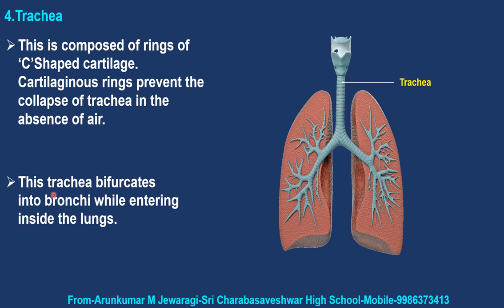This trachea bifurcates into bronchi while entering inside the lungs. So when it is entering inside the lungs, it is going to bifurcate into what? Bronchi. How many bronchus are there? Two bronchus. Singularly we call it bronchus, but plurally we call it bronchi. Bifurcate means it is going to be branched into two parts while entering inside the lungs. So these two parts together are called as what? Bronchi.